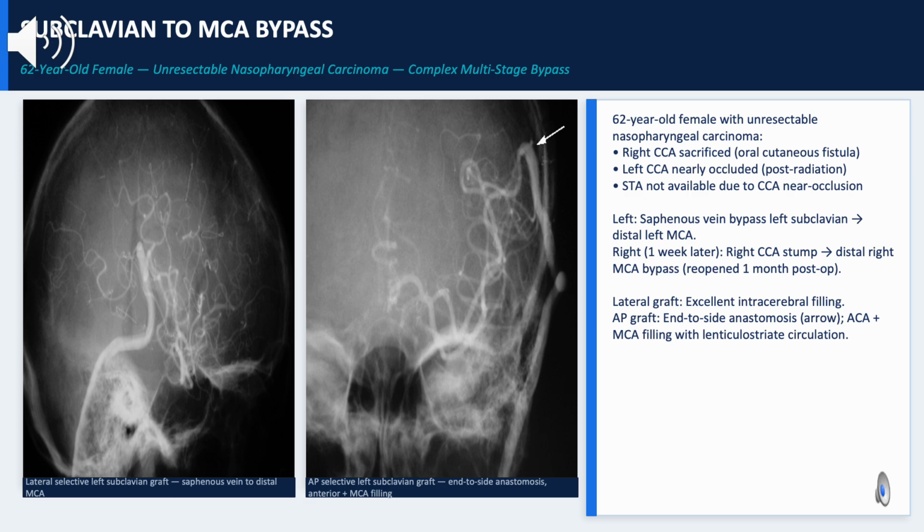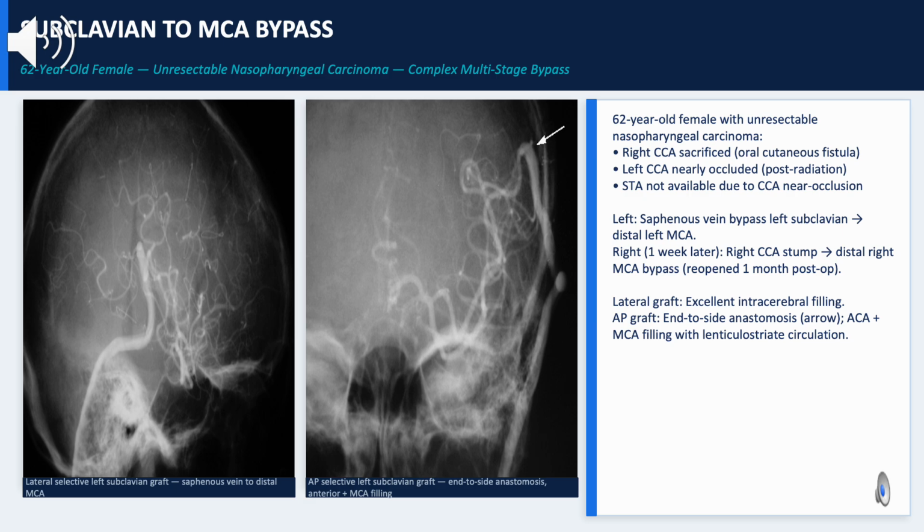The patient has had both CCAs sacrificed or occluded, right CCA for oral fistula, left CCA nearly completely occluded from radiation changes, and the stair was not available because the CCA occlusion eliminated its proximal flow. The two-stage solution placed saphenous vein grafts from the subclavian arteries directly to the distal MCAs bilaterally, bypassing the entire cervical carotid circulation. The lateral graft angiogram showing excellent intracerebral filling is the evidence of technical success.